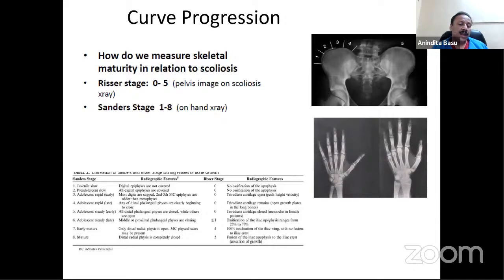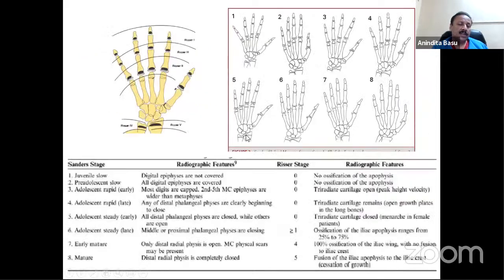And so the Sanders classification, in which you have the 3 joints, that means the distal epiphysis into the distalmost joint, and then the proximal epiphysis into the middle joint, and then finally you come down below to the MCPJ. And in Sanders 7 and 8, which is the maximum maturity, that means it is Risser 5, you will find that the wrist has also ossified completely.